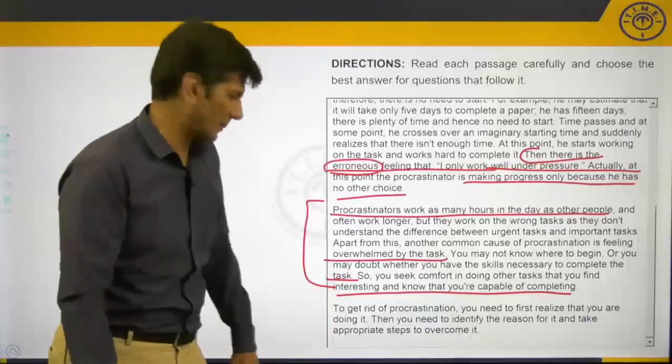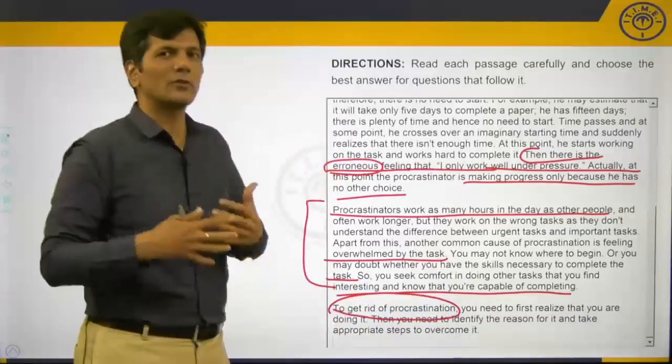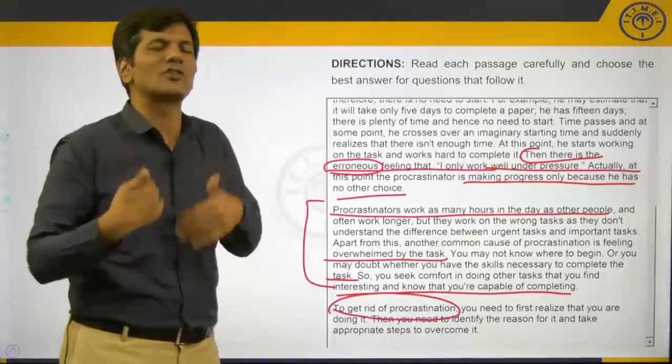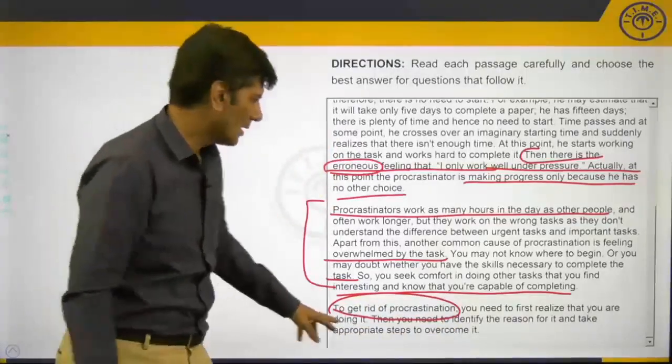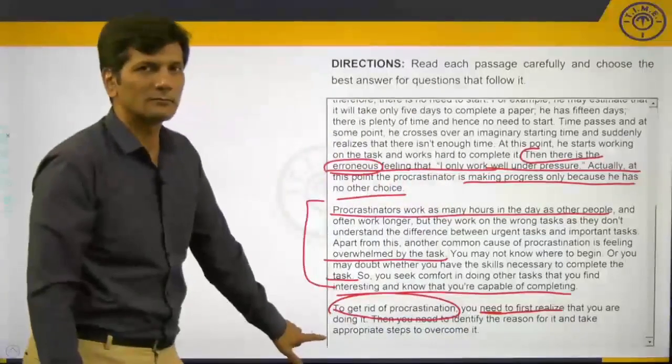How is the author closing? To get rid of procrastination, so now your anticipation is, now there are going to be suggestions that the author would make. You need to first realize that you are doing it.